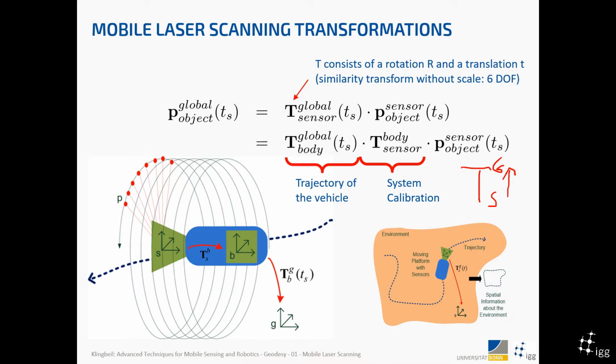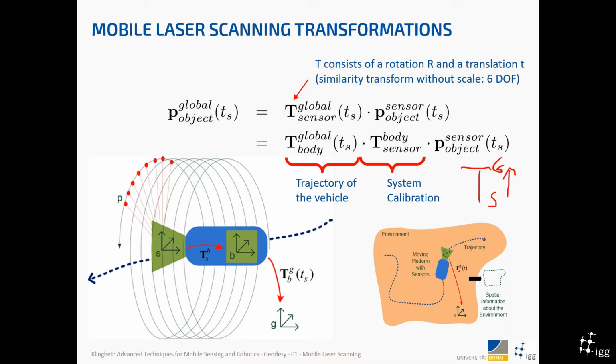It will consist of a rotation and a translation. Usually you would separate these things into translation and rotation, and we will see later how that looks. But in this notation I just want to point out that this is a similarity transformation without a scale. That means 6 degrees of freedom, 3 angles and 3 translations. This is all in that T, right?